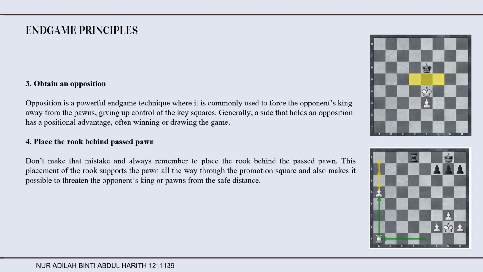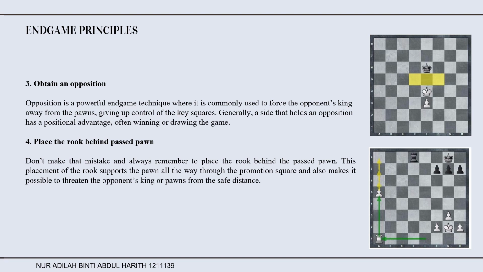If it is white's turn to move, the game is drawn because white cannot penetrate black's position without advancing the pawn. If it is black's turn to move, black needs to give up space and loses. In other words, the side that holds the opposition has some sort of advantage which is enough to win or save the game. The fourth principle of endgame is place the rook behind the passed pawn.